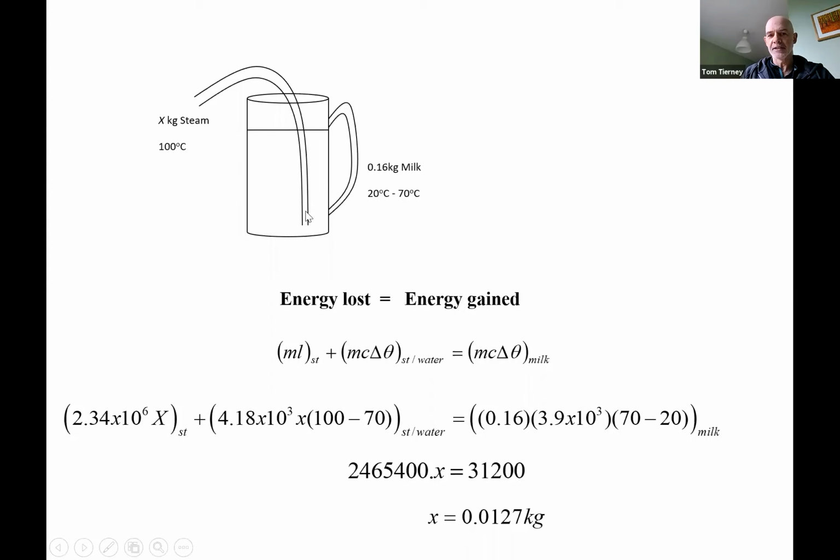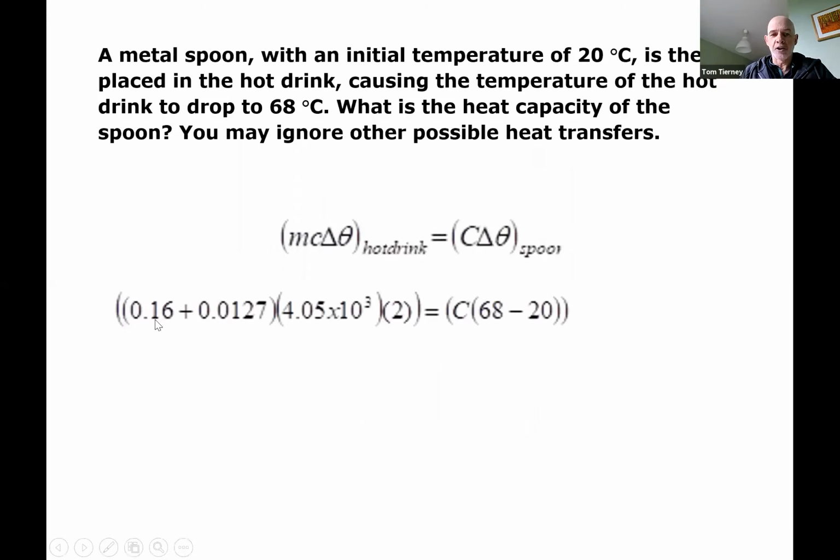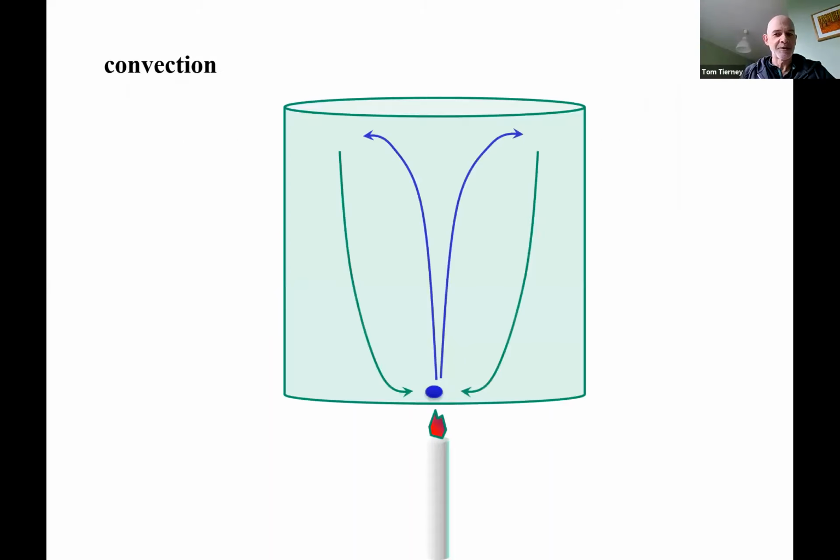So the milk is 0.16 kilos, but we've added the 0.0127 kilos of steam, which is now hot water, which is now mixed in with the milk. So the hot drink has now got a total mass of 0.1727. I think that must be it. If it's a different mass you have in mind, let us know.